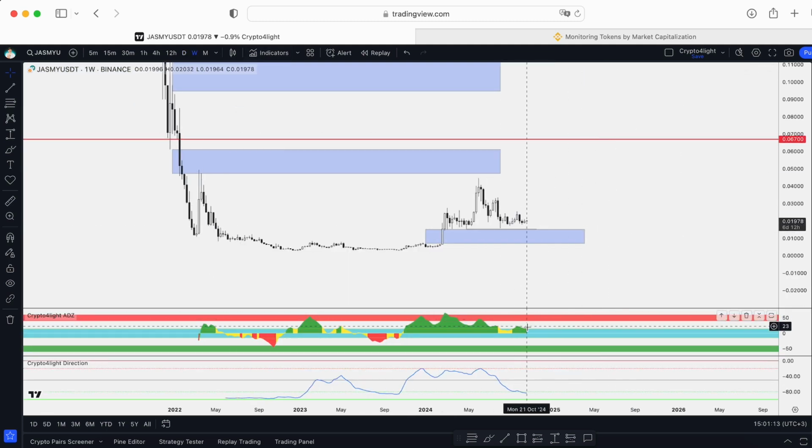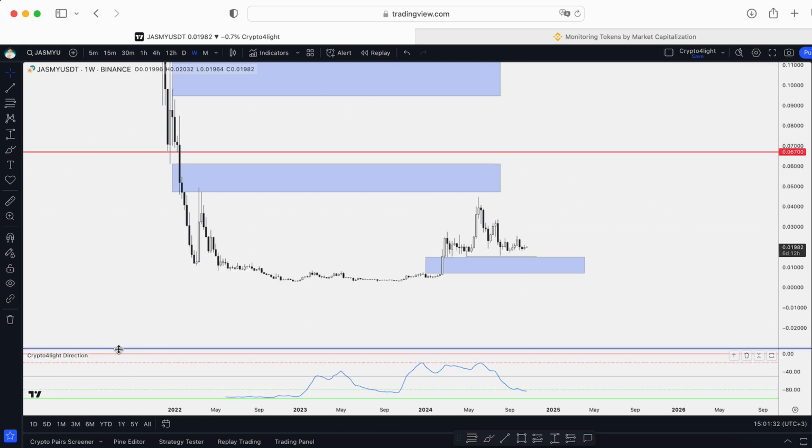What's going on now? What I don't like is that we are still in the distribution zone. This distribution, of course, is not like this one. We formed the divergence, and it would be good to see one more impulse up to form a bigger divergence. No signal for accumulation now, no signal for distribution. So this is the weekly time frame.